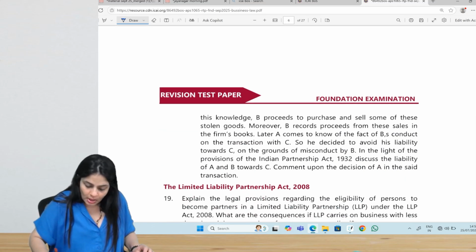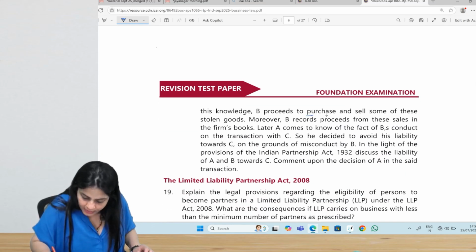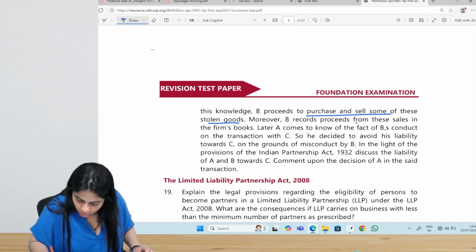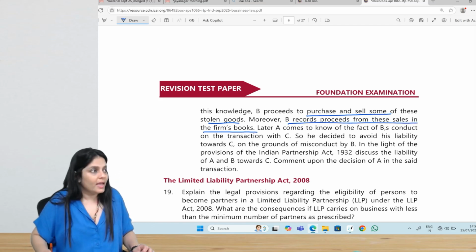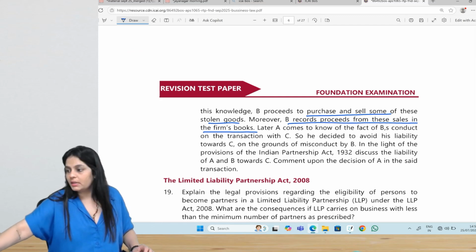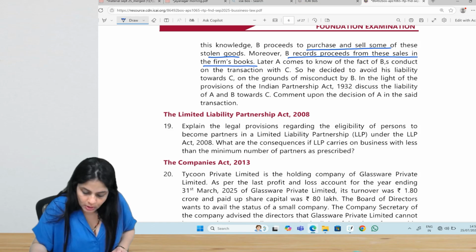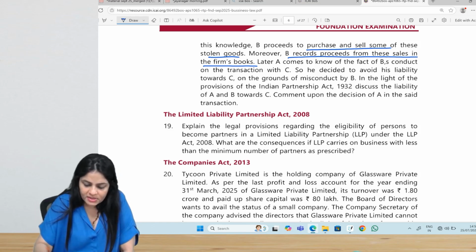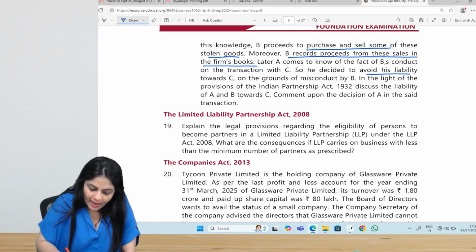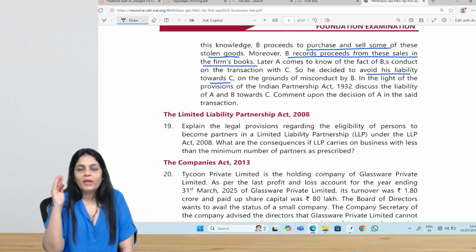Despite this knowledge, B proceeds to purchase and sell some of these stolen goods. Moreover, B records the proceeds from these sales in the firm's book. Later, A comes to know of the fact of B's conduct of the transaction with C. So he decided to avoid his liability towards C. Can he do that? No.